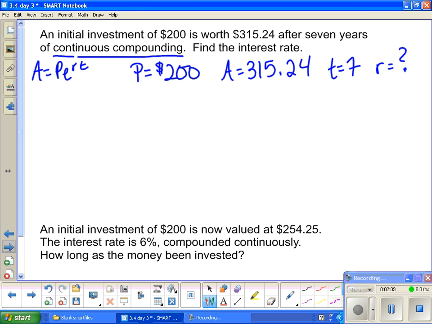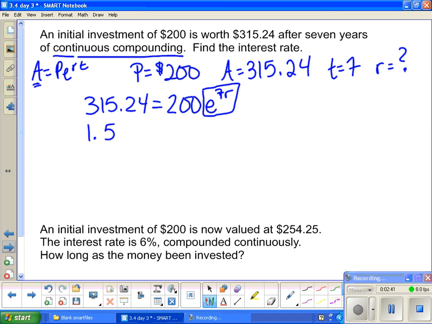So I substitute everything into my formula. A is 315.24 equal my principal times E to the 7R, right? 7 is T, R we don't know. All right. Divide both sides by 200. We need to isolate the E variable. So I divide both sides by 200.